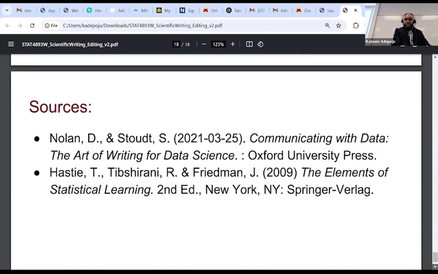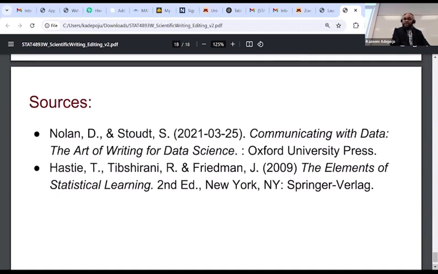In case you need more references, you can read Nolan and Stahl 2021, Communicating with Data: The Art of Writing for Data Science, Oxford University Press. This is where I'm going to stop today.